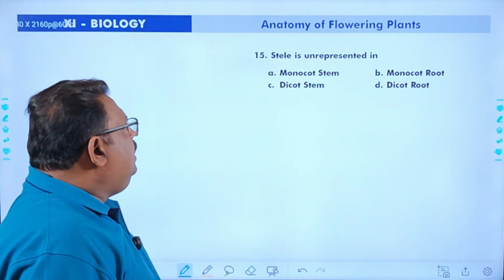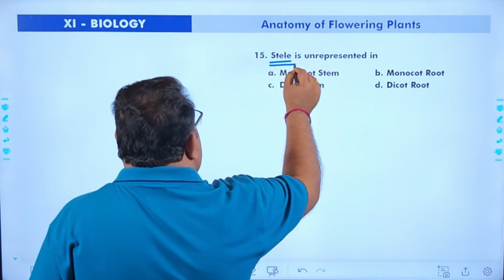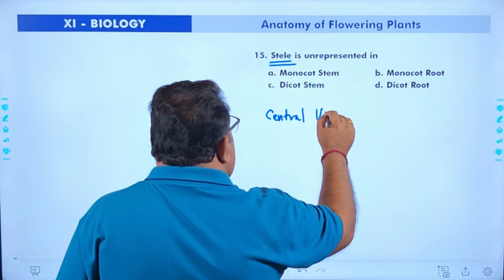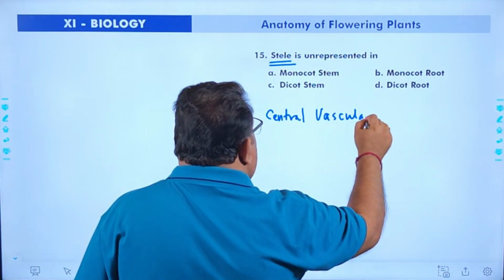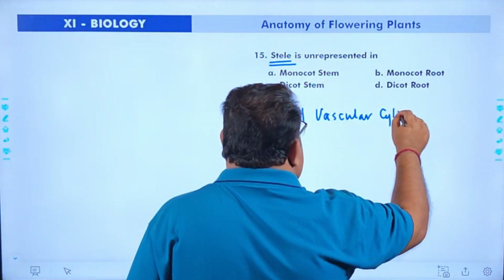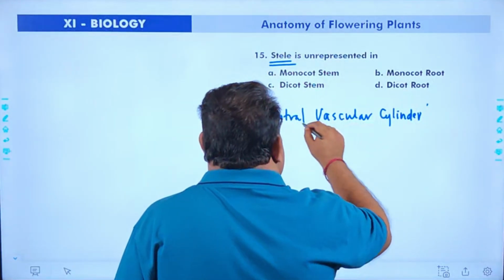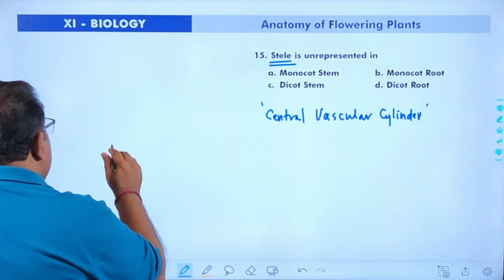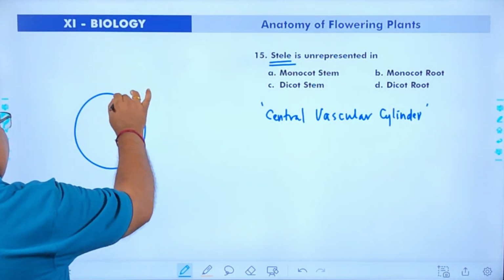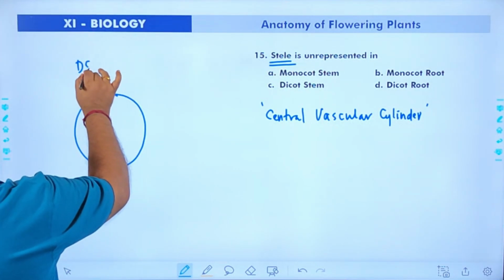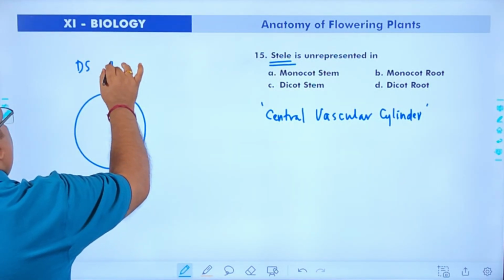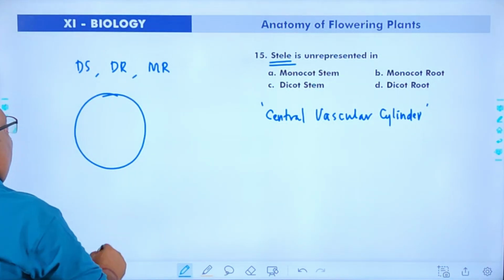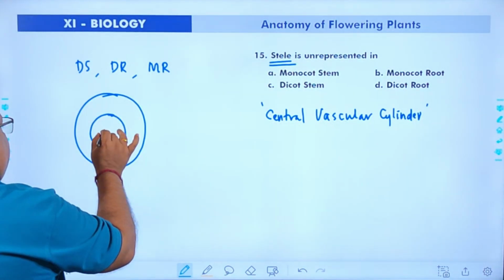Now regarding the term stele. This term stele refers to the central vascular cylinder. That is called stele. So when we are taking the cross section of a dicot stem, in the case of dicot stem, dicot root, monocot root, you can see the cross section will be like this, and this is the stele.